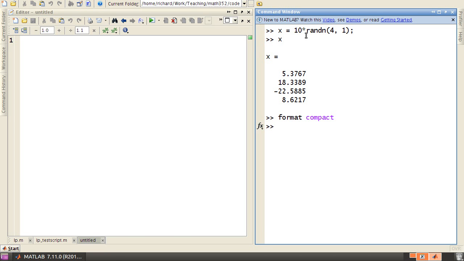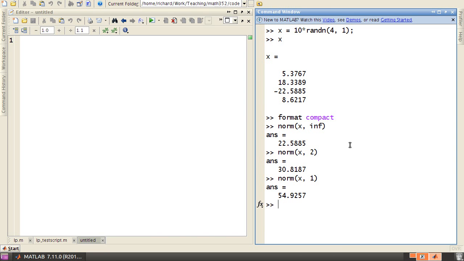Okay, the biggest element is that third one, negative 22.588. So I'd expect that the infinity norm of x is going to be 22.5885. Okay, the 2 norm, well, it's hard to see exactly what that's going to be, but it's a bit bigger than that, but not a whole lot. And finally, the 1 norm. Well, that's going to be about 5.3 plus 18.3 plus 22.6 plus 8.6. That's going to be something, I don't know, 50 something. Okay, so 54.9257. So you notice that these norms also appear in the same kind of order.